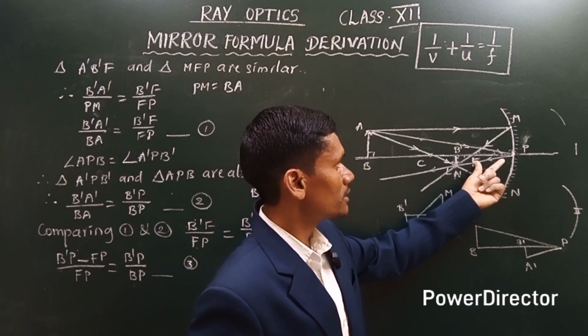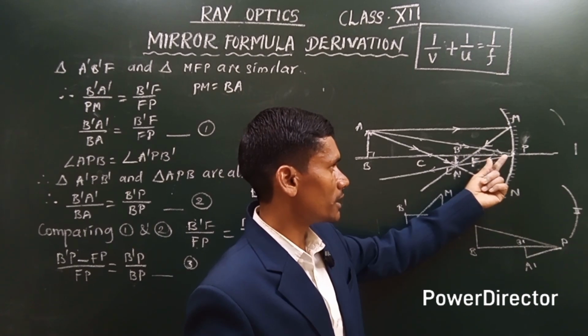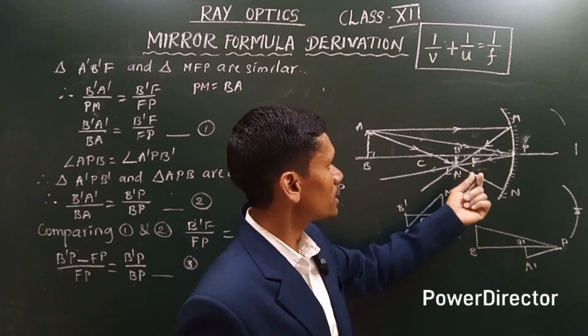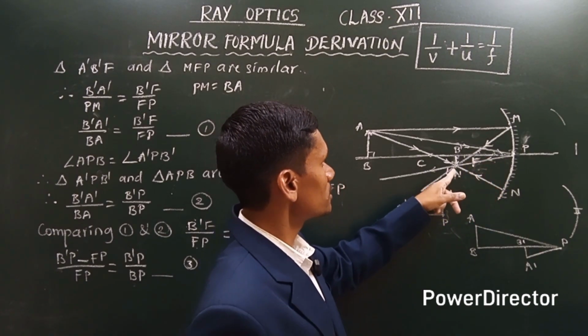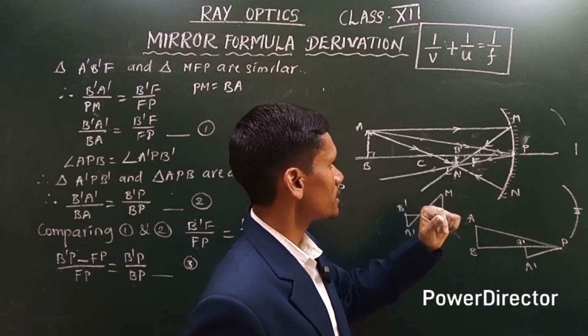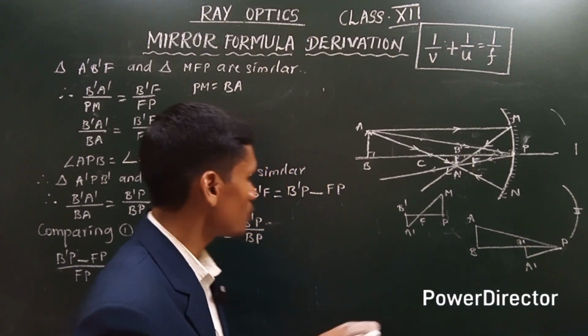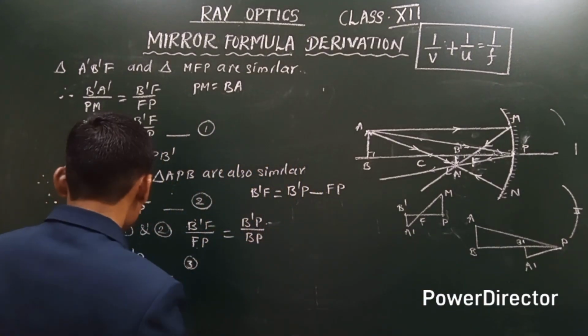The distance between F and P is equal to small f, that is the focal length of the mirror, right? Next, coming to here, the object distance is B to P. The image distance is B dash to P, we know this. So what we can do is substitute those values.